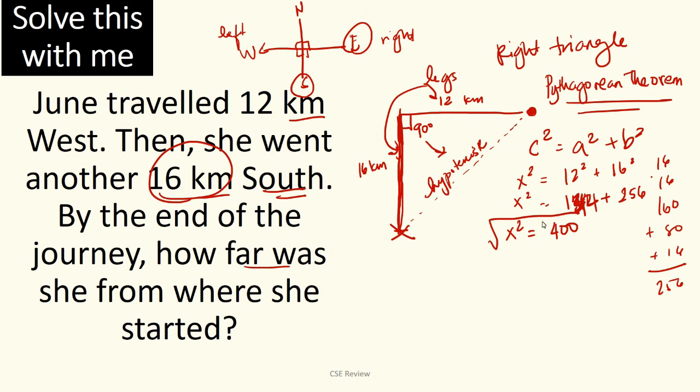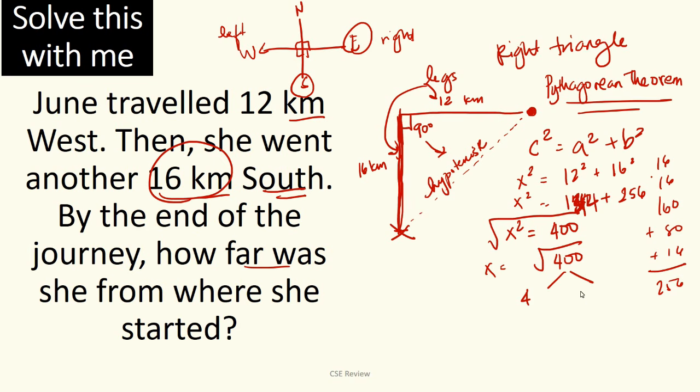Tapos, isi-square root natin siya. So, x is equal to square root of 400. Now, I already discussed radicals before. If you are not comfortable with this, go ahead and watch that series. Marami na yung videos na yon. Okay? Para maka-catch up kayo. And what I do usually sa radicals is I factor them.